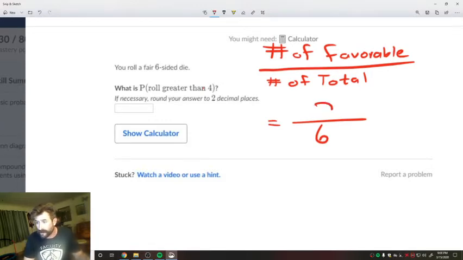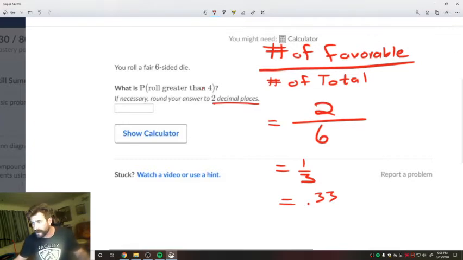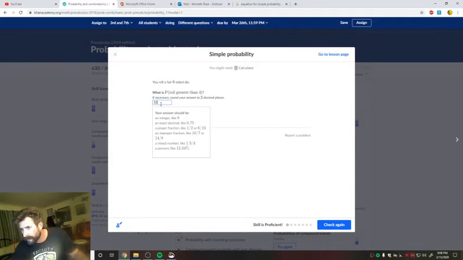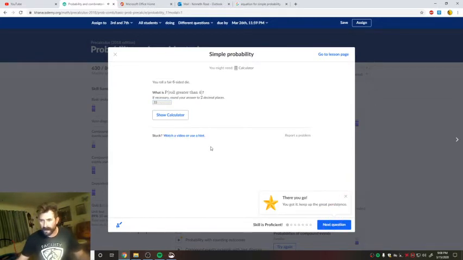So there's 2 favorable outcomes, and this would be our answer, 2 over 6, or you could reduce, which would be 1 over 3. Or since it says you can round to 2 decimal places, it would also be okay to put 0.33. All 3 of those would work. So let's check my answer here. I'll put 0.33. And that is correct. Next question.